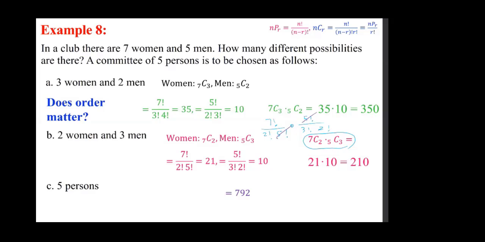Finally, it is asking for 5 people, which means there is no restriction. So in that case, again, it's a combination, but it's a combination of the total. The total is adding these 2 numbers. We have a total of 12 people, and we want to choose 5 of them. And order is not important, and it simply becomes a combination of 12 choose 5, which is 12 factorial over 5 factorial times 7 factorial. When you go through the process and simplify, you get 792.